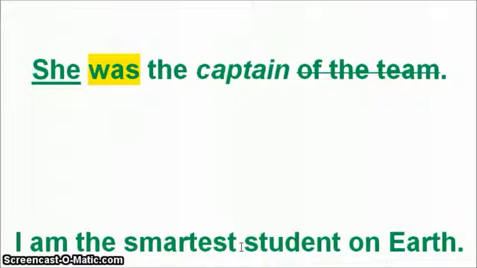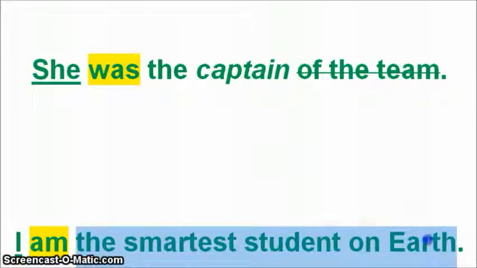Down here it says, I am the smartest student on earth. Someone thinks highly of themselves. I is my subject. I'm going to underline that. And am, like is, was, were, is one of my linking verbs. And then it says, I am the smartest student on earth. So I have all these words that are out here in my predicate right now. The question is, what's referring back to I?